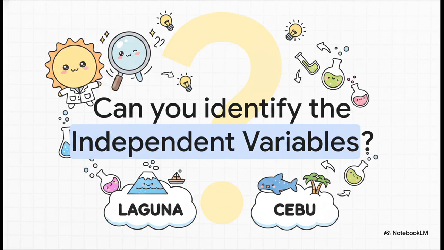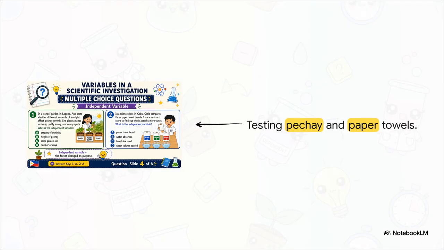All right, here is our first interactive challenge. Let's see if you can identify the cause, the independent variable, in 2 brand new scenarios taking place out in Laguna and Cebu. First up, in Laguna, Anna is testing whether different amounts of sunlight affect pechay growth. She places pots in shady, partly sunny, and fully sunny spots. So what is her independent variable?